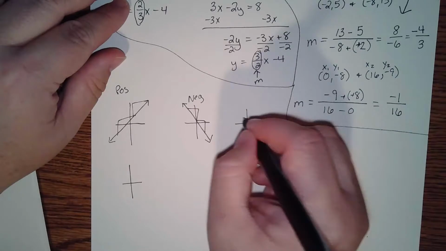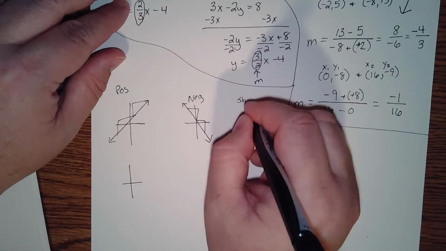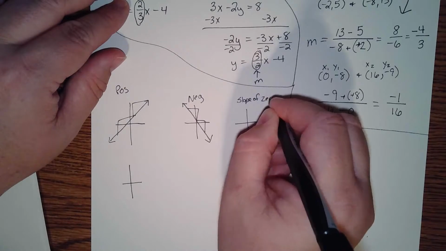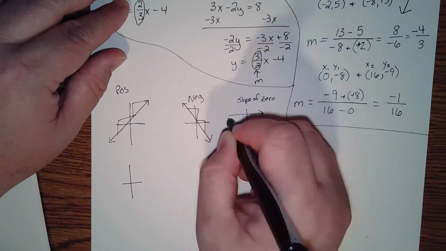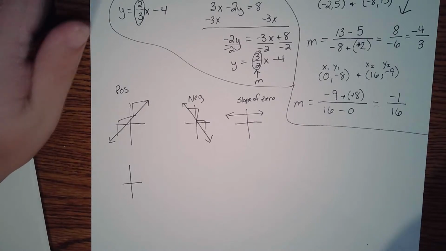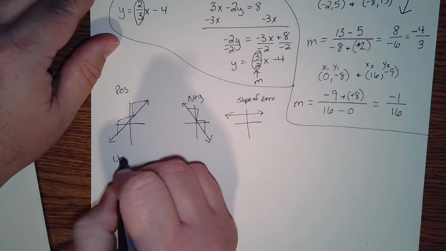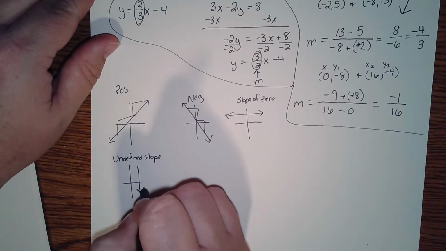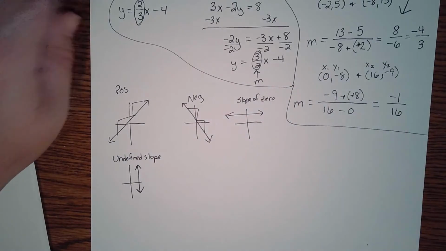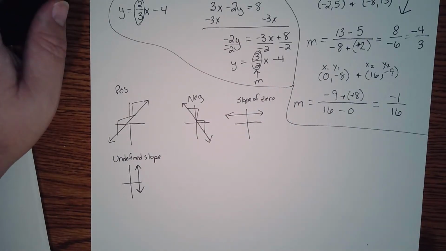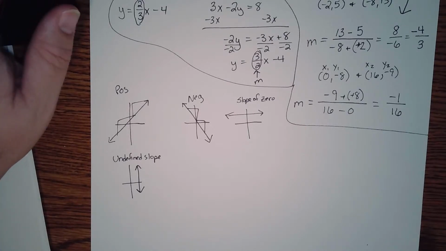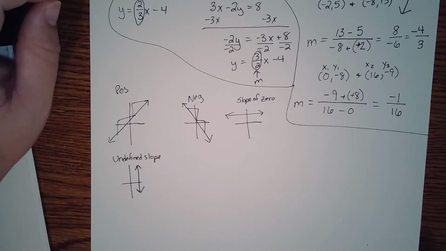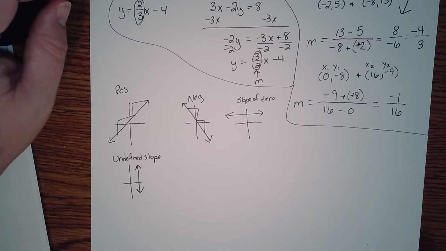So 0 is the next one. So slope of 0 is actually just a horizontal line. So you're just going to go horizontal with that. There's nothing else. And with undefined slope, it is going to be a vertical line, straight up and down. Once again, that's just by definition. So you should be able to look at the way the line is going and tell whether it's positive, negative, 0, or undefined. You do not need to see the actual numbers to make that decision. Okay? So that's the first thing you need to remember.